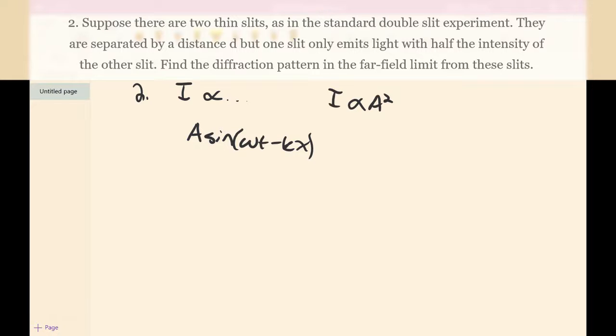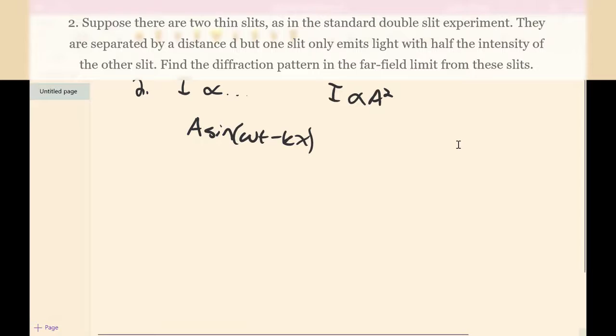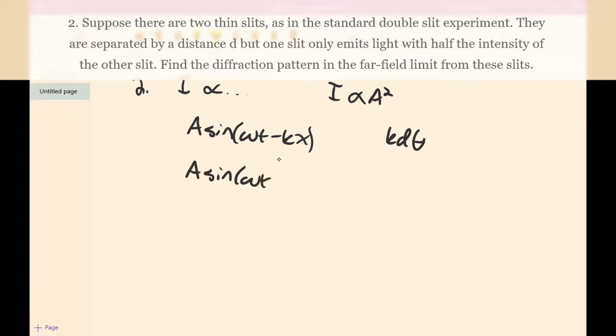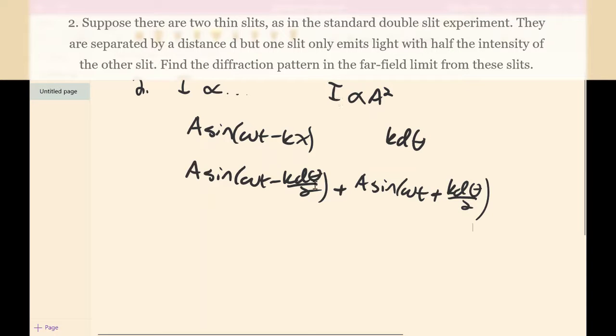where k is the wave number and theta is the angle that is created between the two slits and the distance. So then we just add them together. Since the phase difference is k d theta, we can write it as A sine omega t minus k d theta over 2 plus A sine omega t plus k d theta over 2. So now the phase difference would be k d theta.